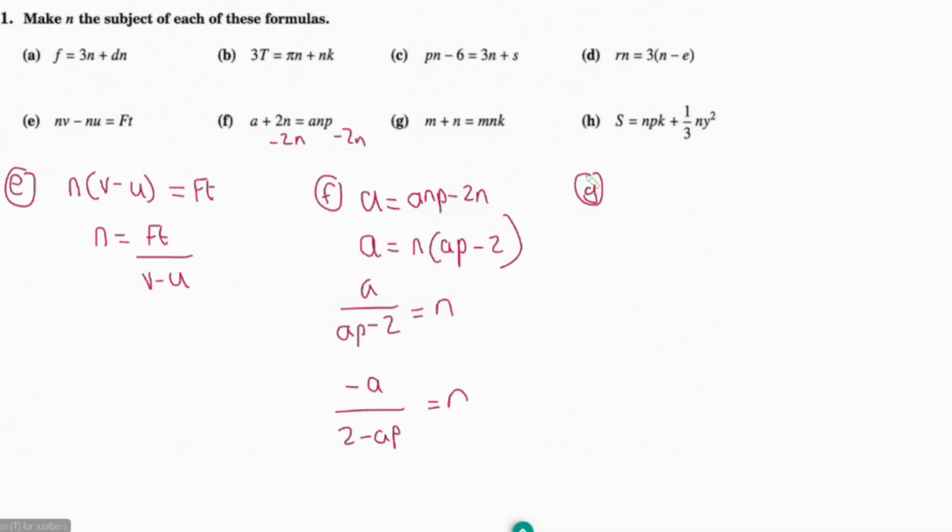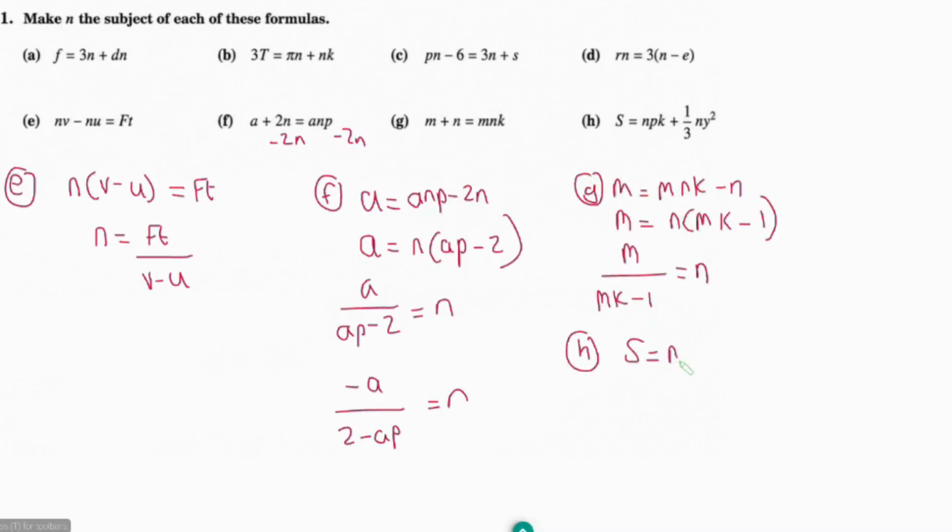Now for h, I'd actually rewrite it like this first. npk plus ny squared all over 3. It's quite a tricky one, this. Right, I want to get rid of the 3 first. I don't really want any fractions involved. I'm going to times 3. Now, you've got to be careful here, because when I times both sides by 3, you actually still have to times every term by 3. So you'd have 3s equals to 3 npk plus times this by 3 makes it disappear.